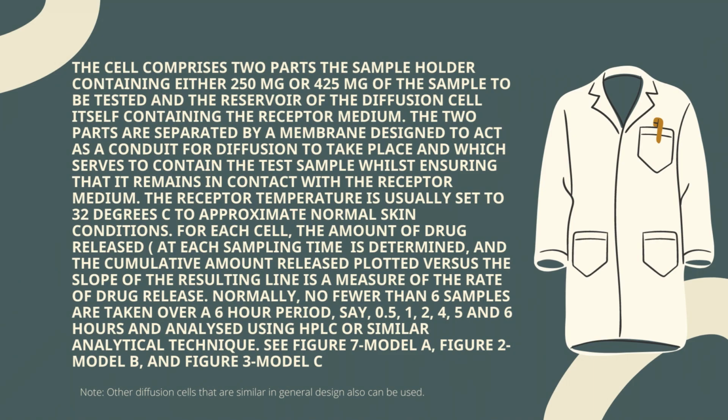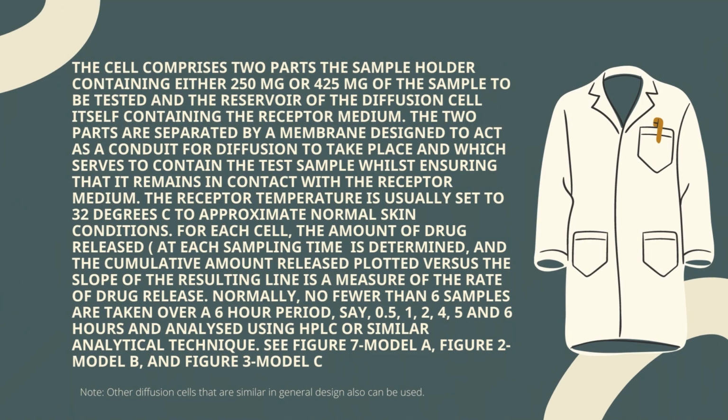The two parts are separated by a membrane designed to act as a conduit for diffusion to take place, and which serves to contain the test sample whilst ensuring that it remains in contact with the receptor medium. The receptor temperature is usually set to 32 degrees Celsius to approximate normal skin conditions. For each cell, the amount of drug released at each sampling time is determined, and the cumulative amount released is plotted versus time. The slope of the resulting line is a measure of the rate of drug release.